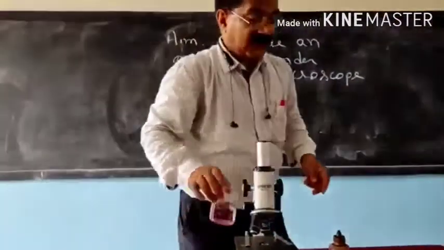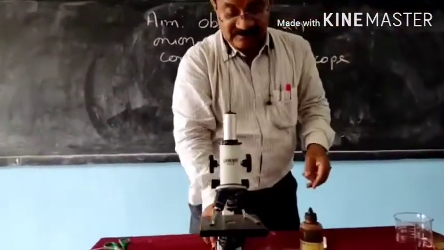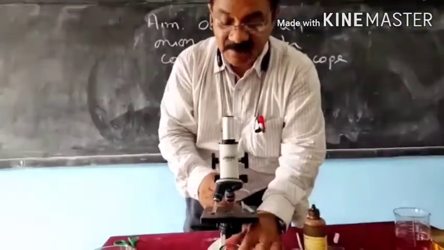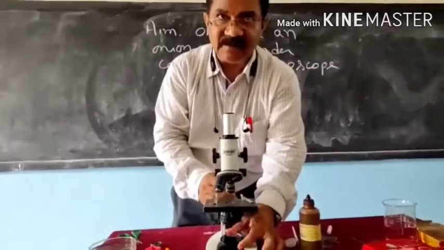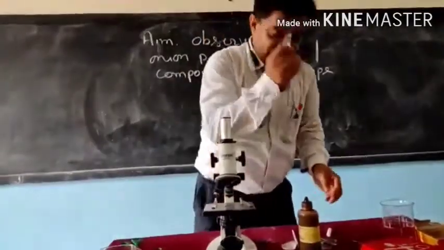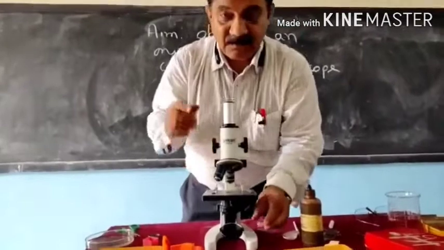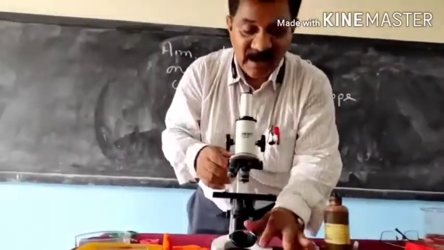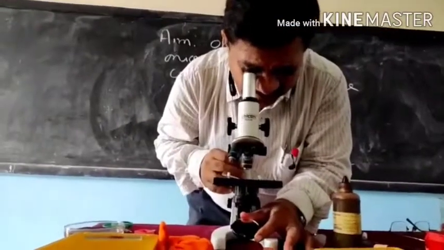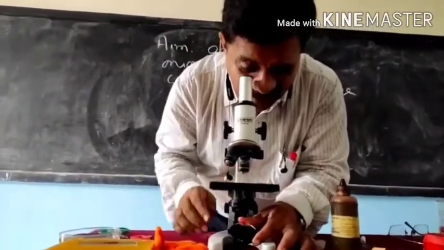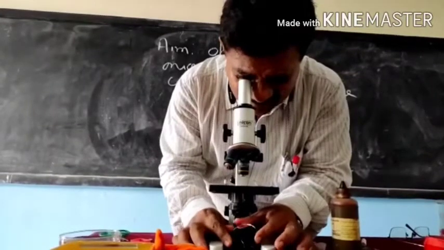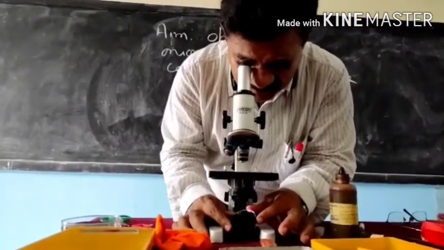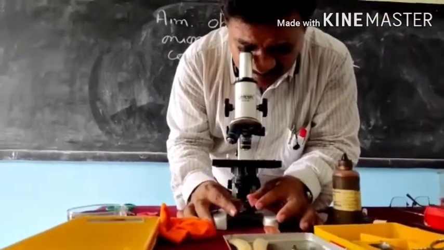Now I will fix the microscope. First I will fix the reflector, means mirror. I will hold the mirror this way, and by closing one eye, not both eyes, I will look in this. Darkness is coming, nothing is coming. I will adjust the light so that light can be reflected. Yes, now reflection of light I can see here.